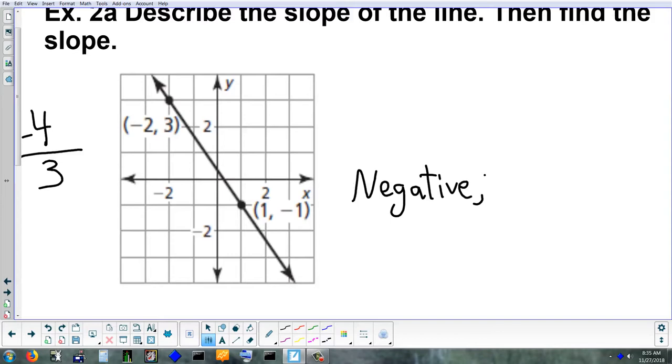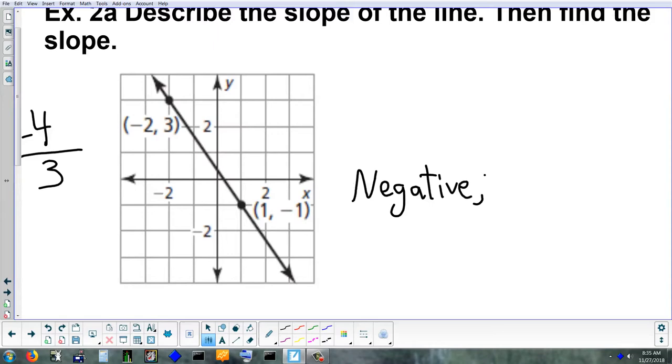Yes. Matt, you say no? Yeah. I can simplify -4/3, okay. What number goes into both? Besides 1. Besides 1. Is there any number bigger than 1 that can go into them both? No. No. That's my slope.